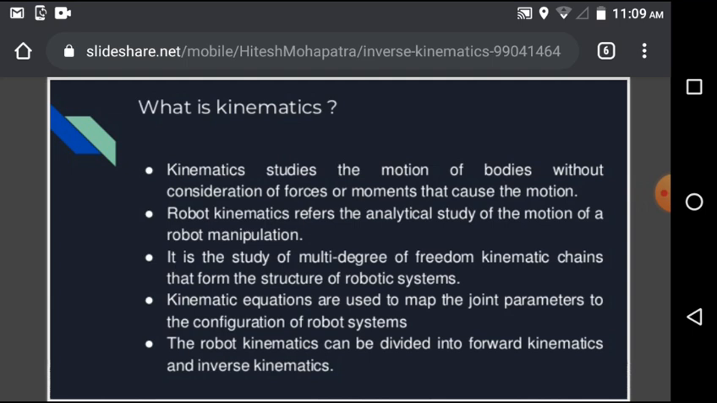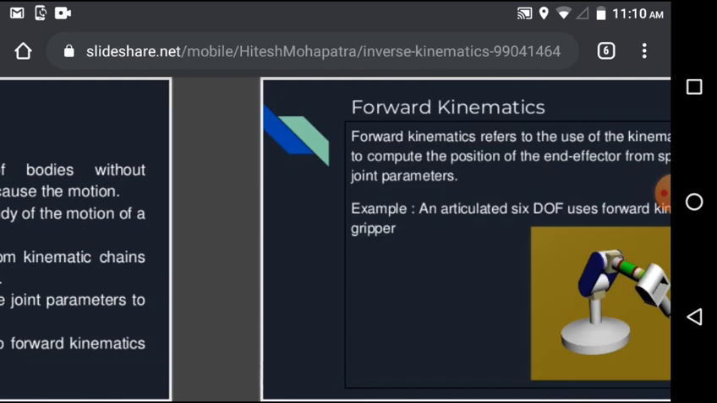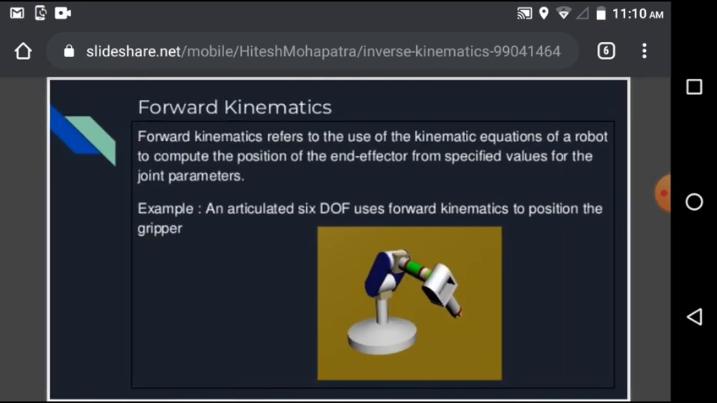Robot kinematics can be divided into two types. One is forward kinematics and the other is inverse kinematics. Forward kinematics means you take certain link parameters like link lengths and joint angles, and using those, a function is used to calculate the end effector's position and orientation.